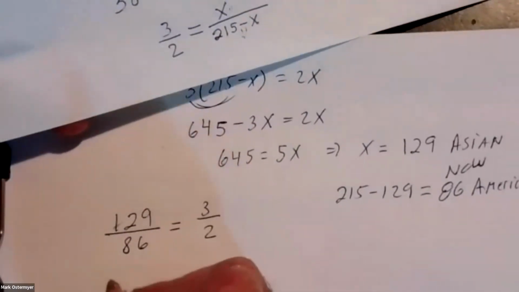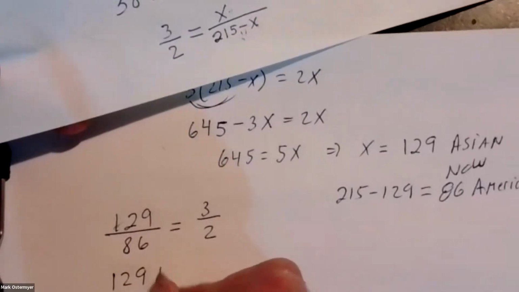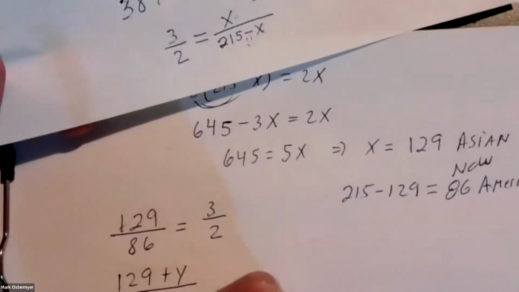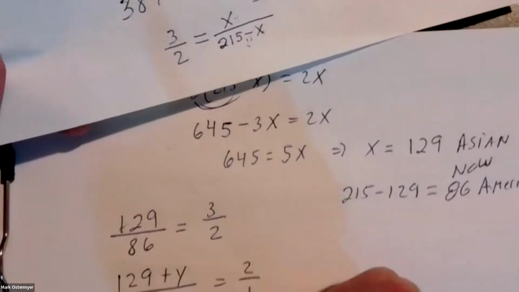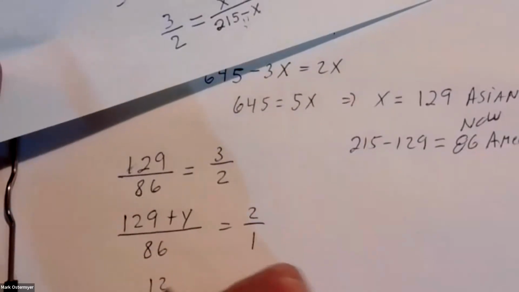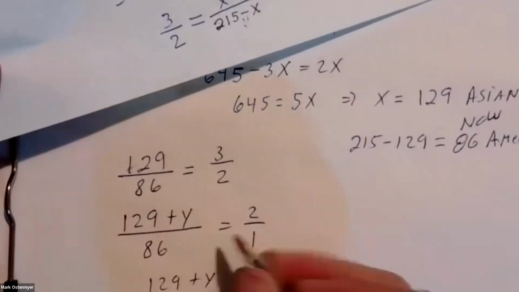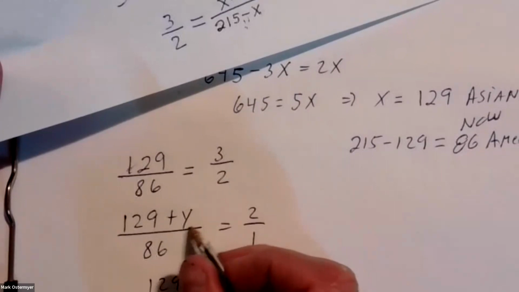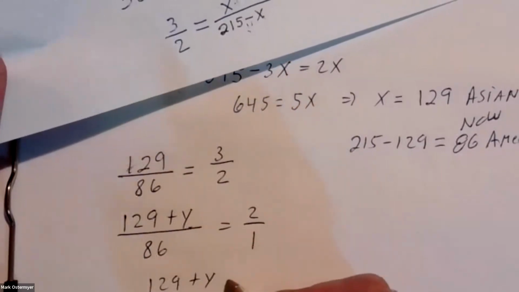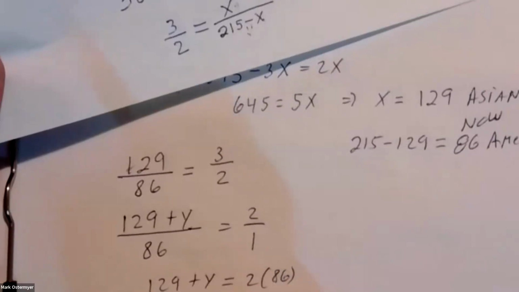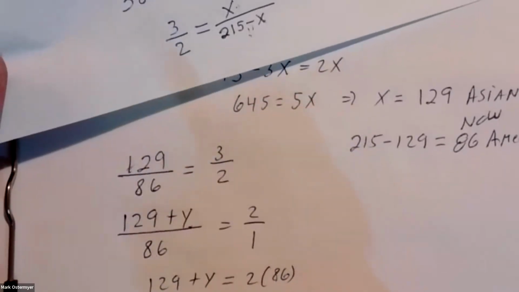Okay, so look, we don't know how many more Asian students we need, so we'll call it Y. So (129 plus Y) over 86 would afford us the 2-to-1 ratio, right? We got to solve for Y now, cross multiply. But that's your answer, no? No, we got to solve for Y to see how many more Asian students we have to have, right? Yes.